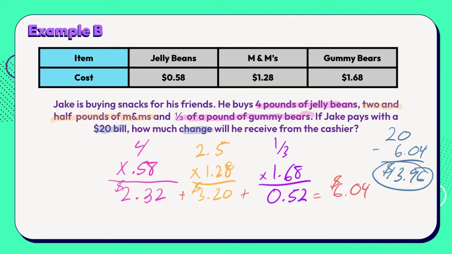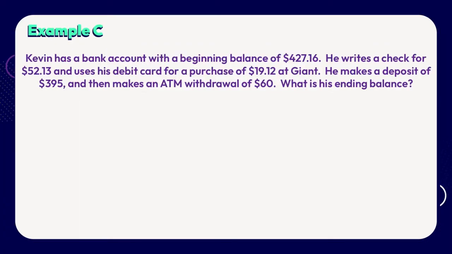Notice that I put a dollar sign there because this is a word problem, so I should have a word answer. Now let's take a look at example C. Here in example C, Kevin has a bank account with a beginning balance of $427.60. He writes a check for $52.13, uses his debit card for a purchase of $19.12 at Giant. He makes a deposit of $395 and then makes an ATM withdrawal of $60. What is his ending balance?